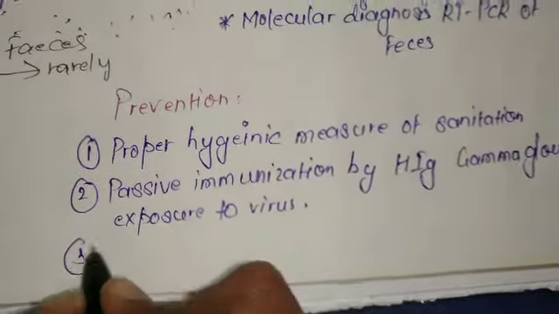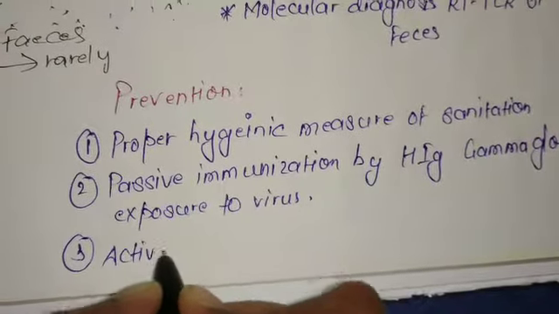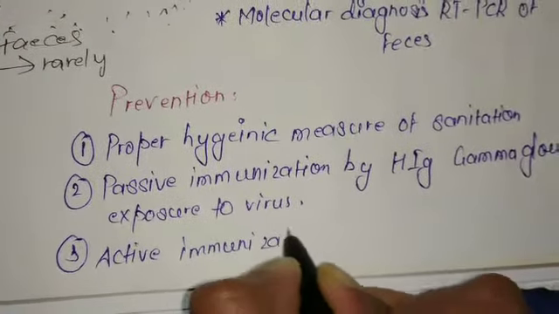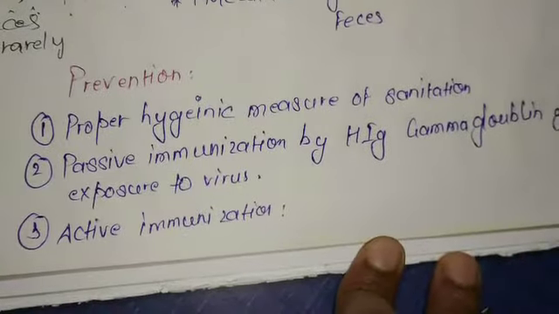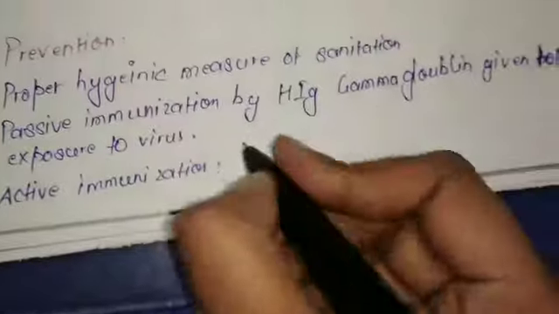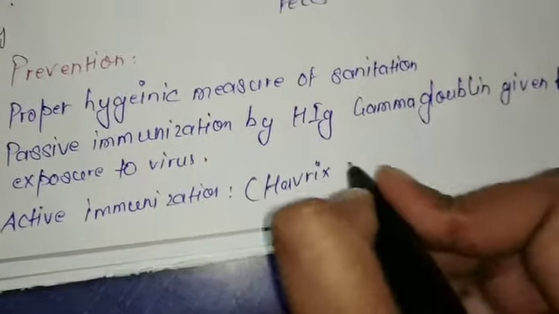And third, prevention is taken as active immunization. Here, several inactivated or live attenuated vaccines against hepatitis have been developed that can be given, like Havrix.